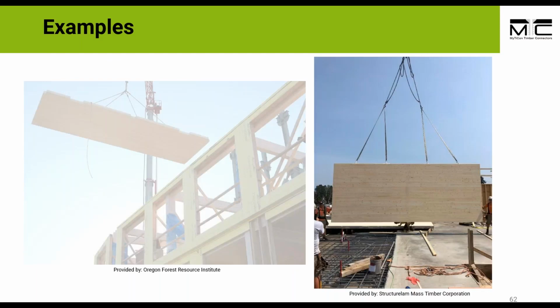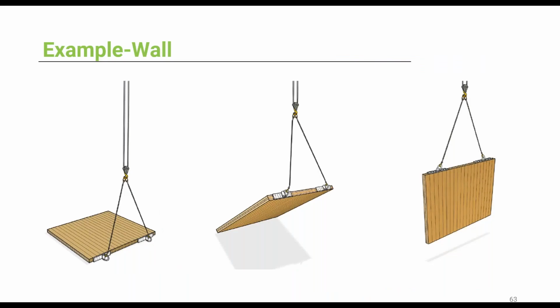Now let's find a solution for lifting a wall panel. Wall panel lifting is a bit different than floor and roof lifting. When lifting a wall panel, the rigging devices are designed for tilting, as it's shown here. During tilting, half of the panel weight is on the ground and the other half is held up by the anchors. This is the governing case for the capacity of the anchors when lifting wall panels.